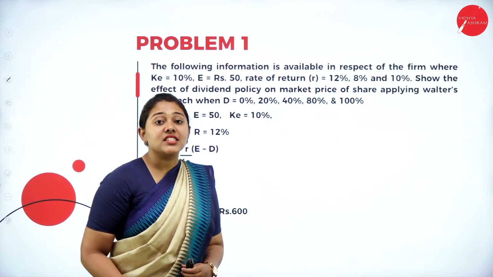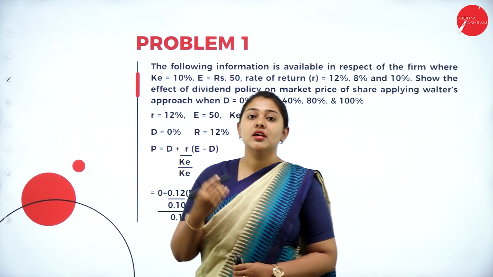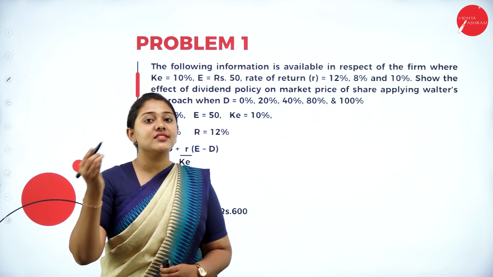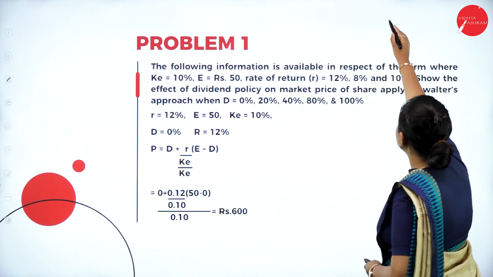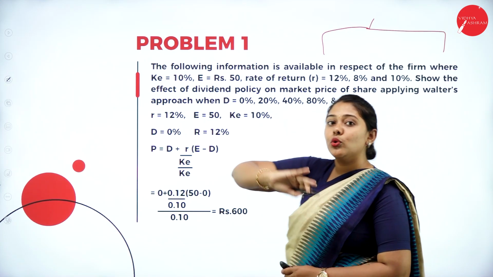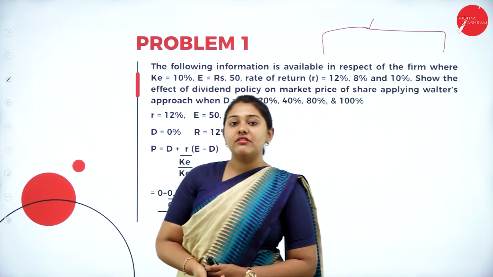Many experts have given various theories regarding the dividend decision. What are those theories? They have been bifurcated into two things. Dividend decision theories are bifurcated into two parts. One is relevance theory, the other is irrelevance theory.